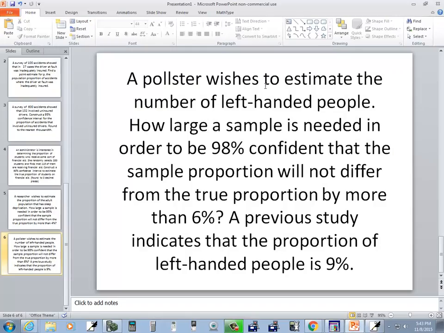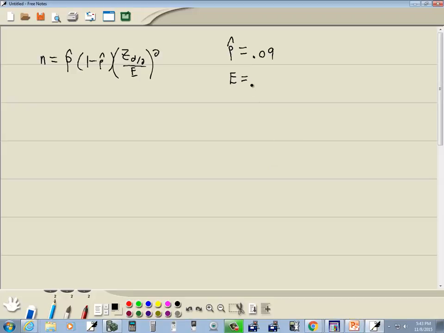Now they also give us e. It says that the sample proportion will not differ from the true proportion by more than 6%. So that's our margin of error, and we want it in decimal form, so we'll use 0.06. And we want 98% confidence. Well, we have everything except for the critical z-score, so let's find that.